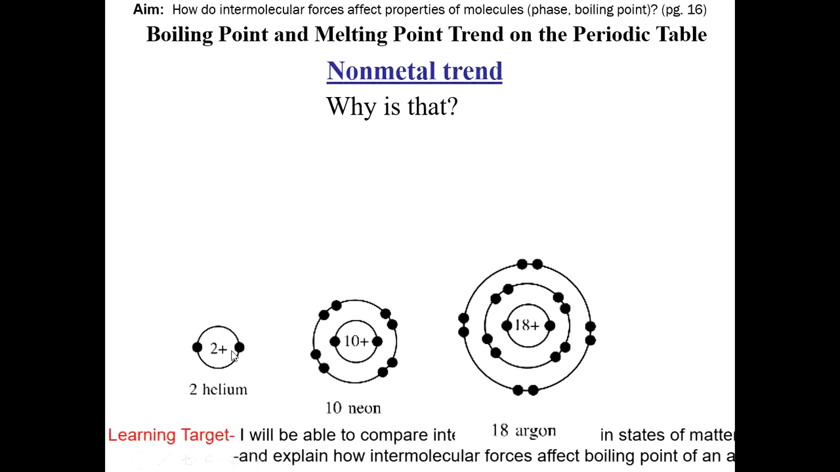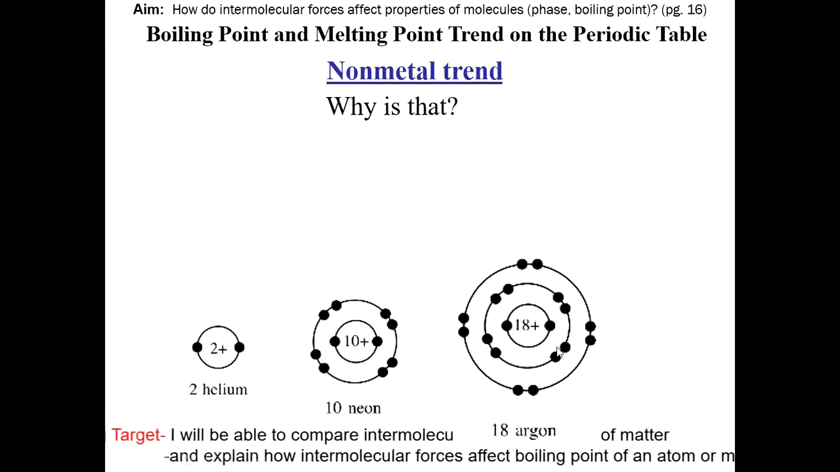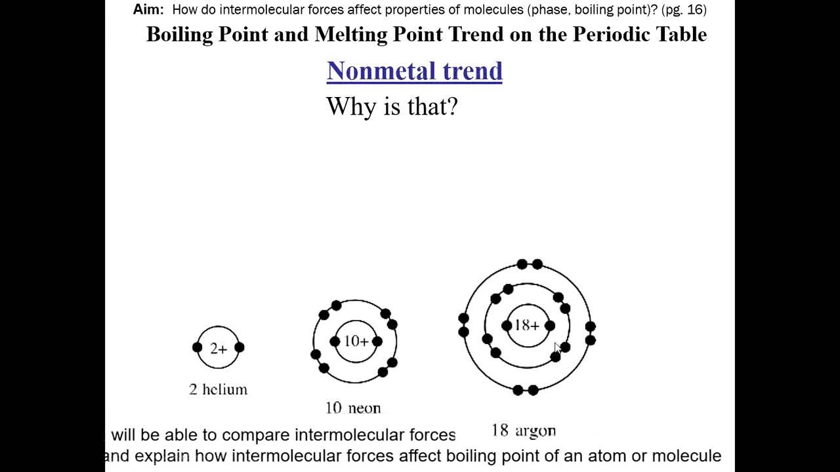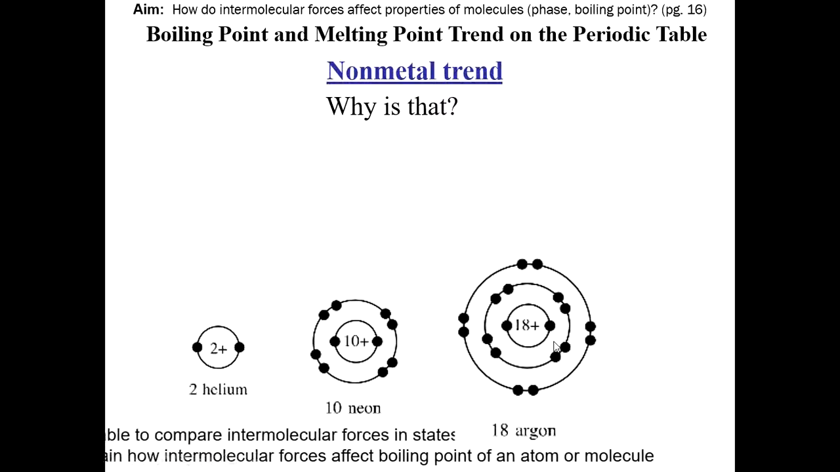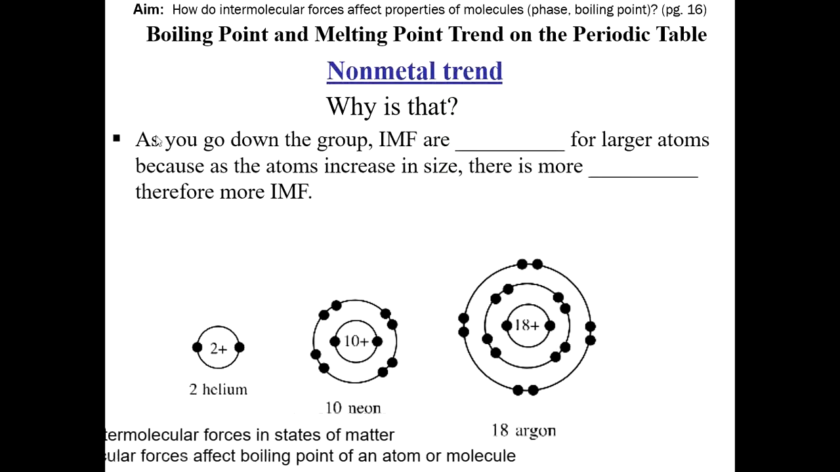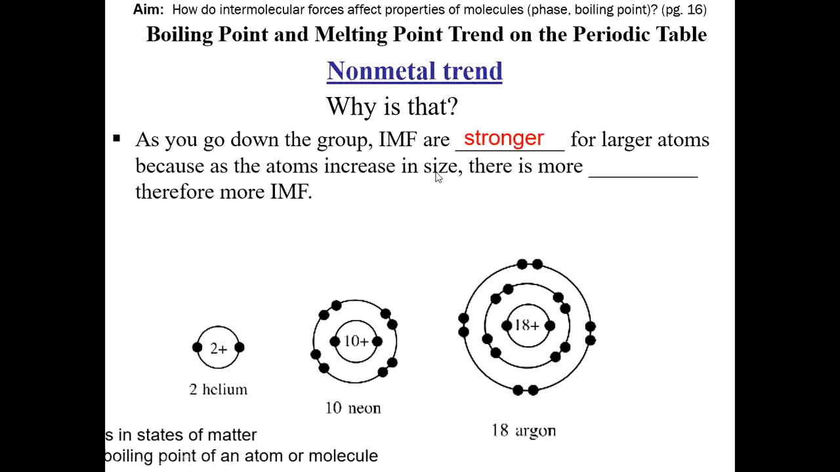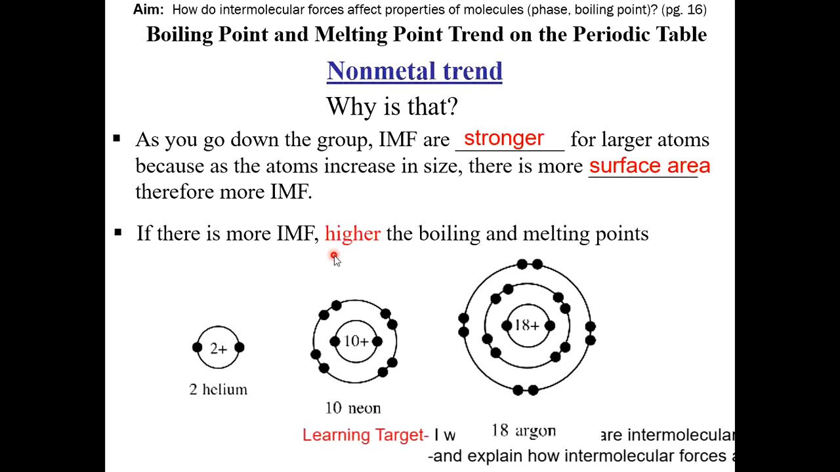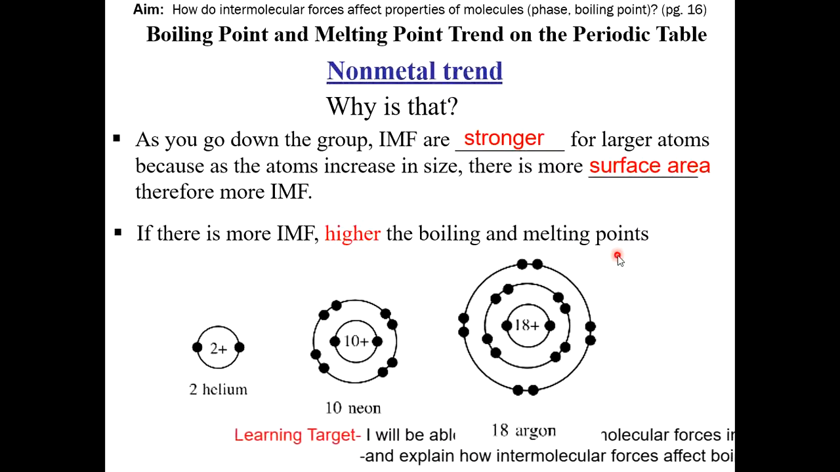As you go down the group, the atoms get bigger. As atoms get bigger, there's more surface area, there are more intermolecular forces. If there are more intermolecular forces, there's a higher boiling point. As you go down the group, the intermolecular forces are stronger for larger atoms because as atoms increase in size, there is more surface area, therefore there are more intermolecular forces. If there is more intermolecular force, the higher the boiling and melting points.